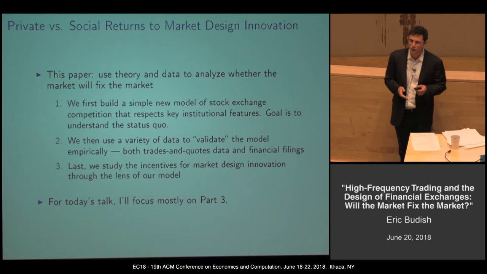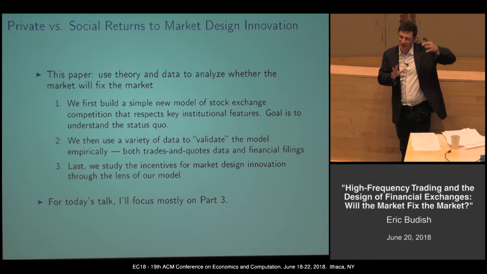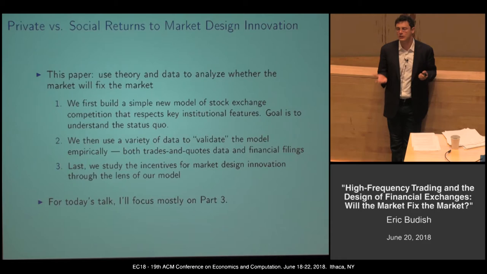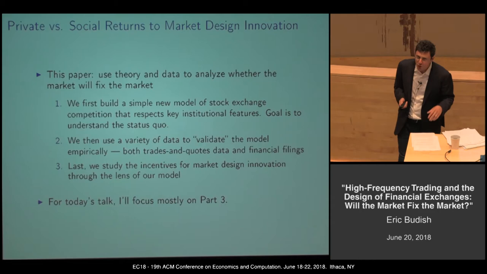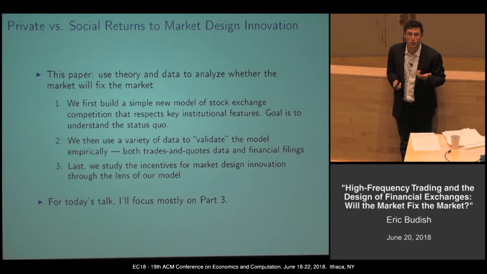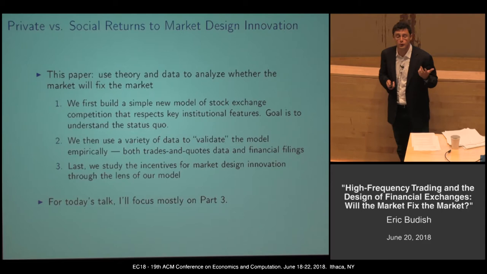So the first part of the paper builds a theoretical model, in the industrial organization tradition, of how stock exchanges compete in the modern era. The second part then tries to validate that this is a reasonable model using a variety of forms of data. And the third part says, okay, given this model of how exchanges compete, let's think about the incentives for exchanges to adopt a new market design that eliminates sniping, and hence reduces the cost of liquidity and could attract market share.